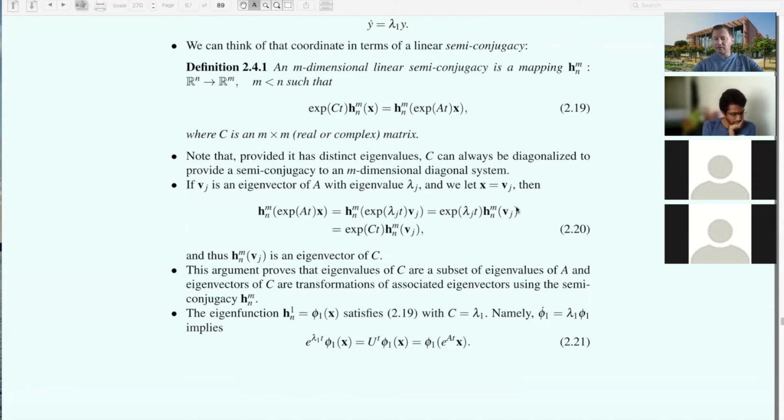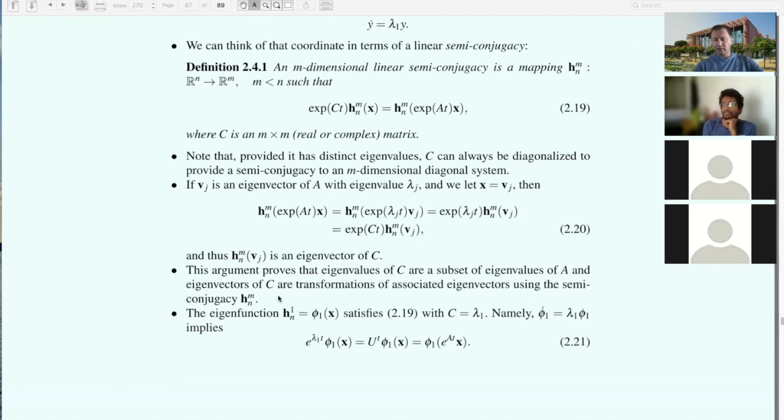Now the eigenvectors for the eigenvalues that you didn't throw away are defined by this expression here. So you just apply the semi-conjugacy to the vector itself. Okay. So we proved that the eigenvalues of C are a subset of eigenvalues of A, and eigenvectors of C are transformations of associated eigenvectors using this semi-conjugacy.